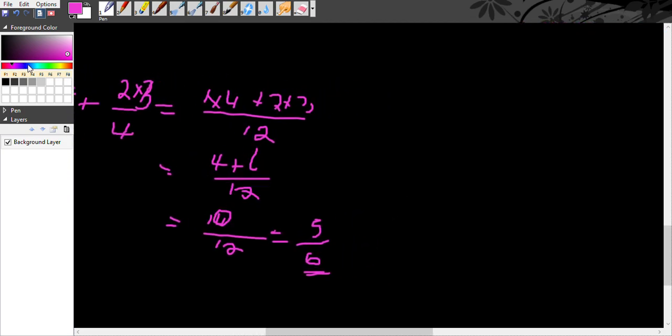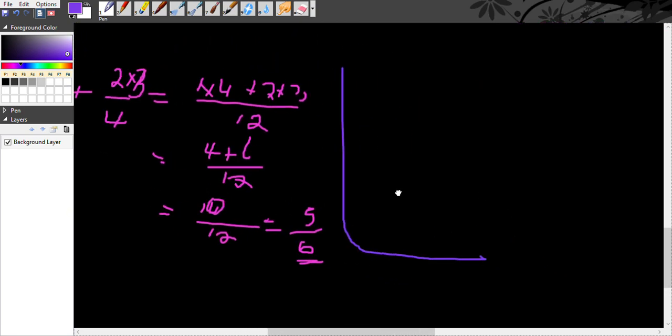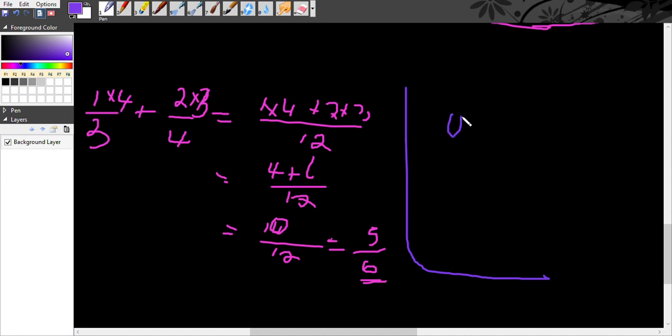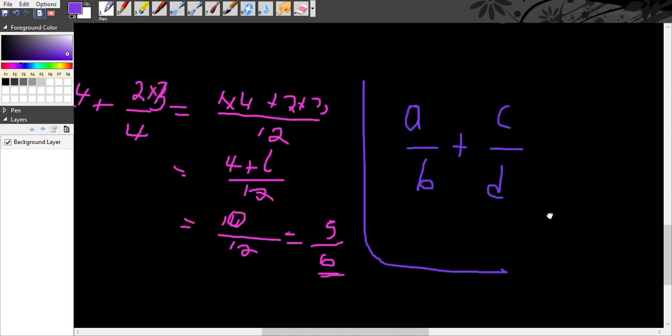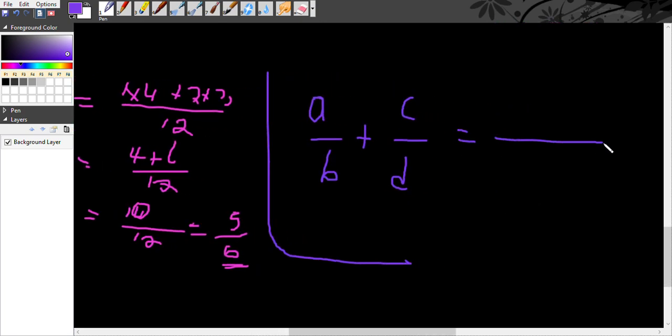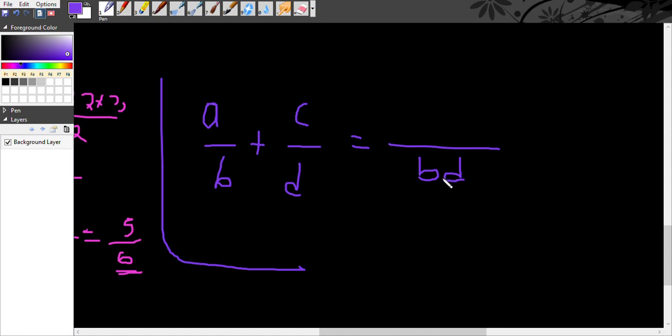So what is our new rule here? A over B plus C over D is equal to (A multiplied by D plus C multiplied by B) over BD.